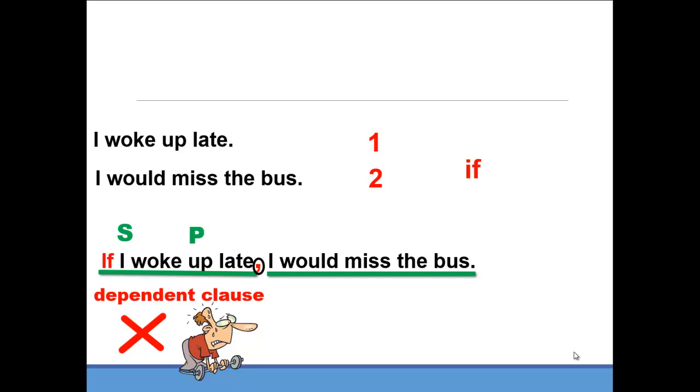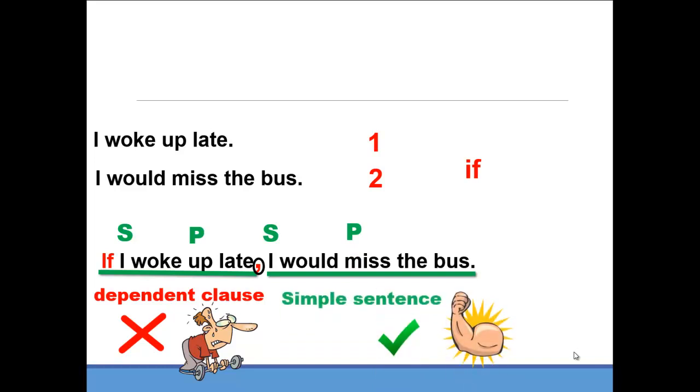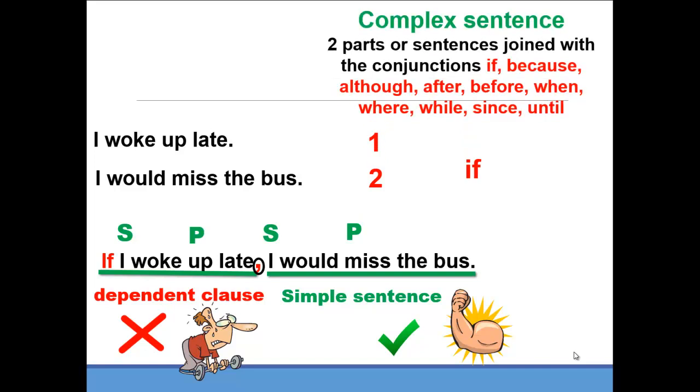Let's move to the second part. I would miss the bus. Can we use this part of the sentence alone? Yes. I is the subject, would miss the bus is the predicate. This part of the sentence can be used alone, so it is a simple sentence. The two parts joined together, the dependent clause and the simple sentence, we call a complex sentence. The subordinating conjunctions can come at the beginning of the sentence or in the middle of the sentence.